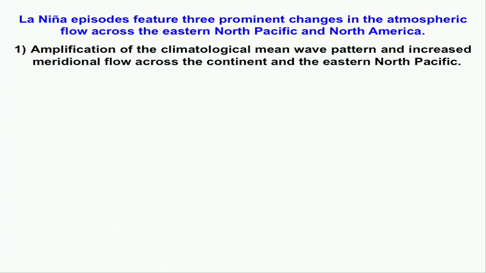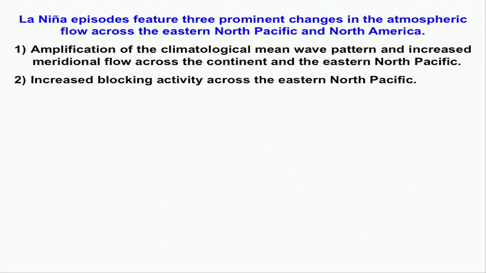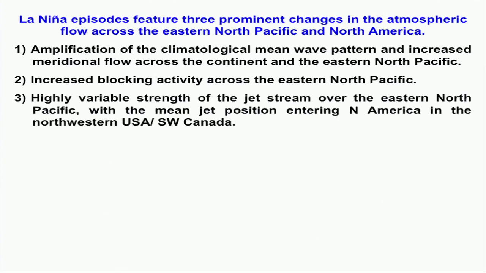Instead of actually flattening that zonal flow, those big waves, we actually amplify them. Because of the way La Nina works, we tend to get all the convection on one side of the Pacific, so that actually leads to an amplification of the so-called climatological mean wave pattern. That also tends to increase the meridional flow across the continent and the eastern North Pacific. Because we've got these big waves now, that tends to lead to what we call blocking activity across the eastern North Pacific.